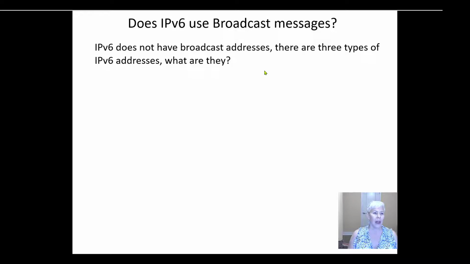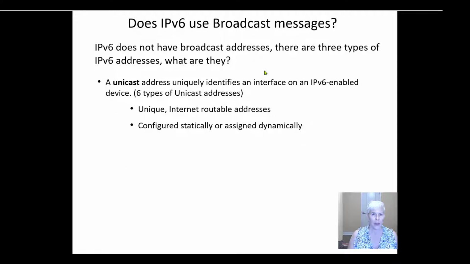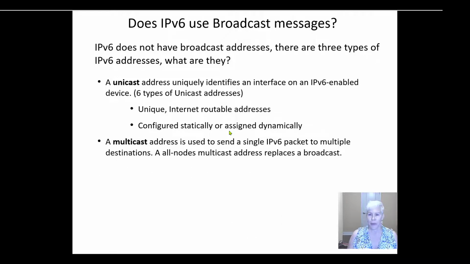There are actually 3 types of IPv6 addresses. The first one, and the one that we're actually going to spend the most time on, is unicast addresses. Remember, unicast is a one-to-one. So I'm writing an email, I'm sending it directly to you. It's just a one-to-one connection. There are 6 different types of unicast addresses, and that's what we're going to talk about mostly. They are unique. Most of them are internet routable, not all of them though, and you can configure them statically or dynamically.